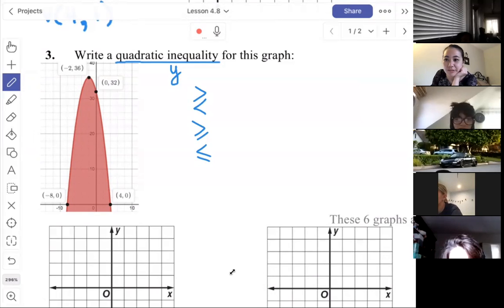The ones that don't have the line under. Yes, good. We can eliminate these 2 because they do not have the equal to. And like Sebastian said, if it's solid, it needs to have the equal to. So definitely not that. Okay, now I need to think greater than or equal to, or less than or equal to. Which one of those 2 do you guys think?